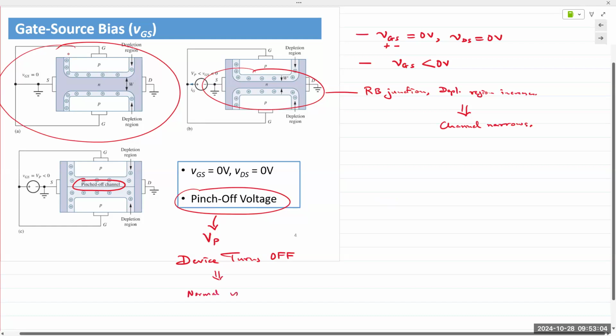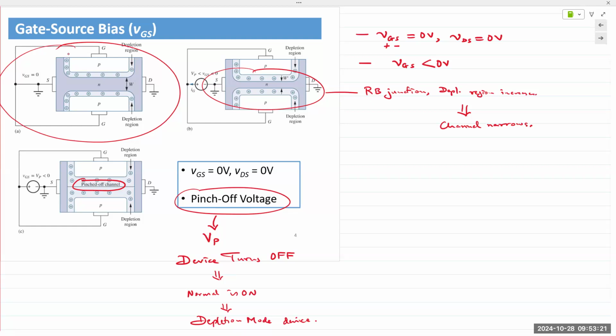So the normal state is on, hence a depletion mode device. It's always in a state of readiness. If VGS is 0 and VDS is 0, and VGS remains 0 and you increase VDS, you will have current flow. We don't have to do anything else. We actually have to apply an external voltage to turn it off. So the device is always on, which we'll see in the next slide.